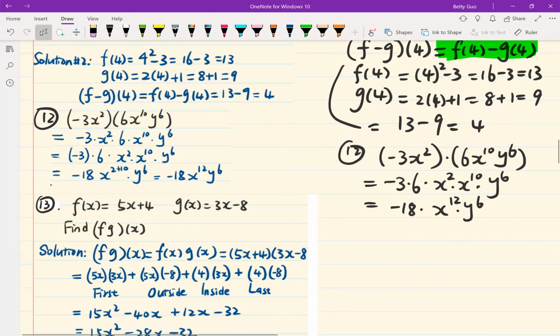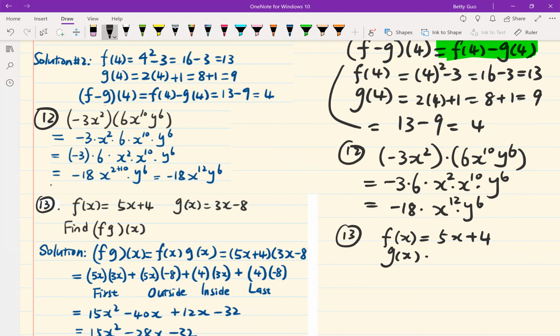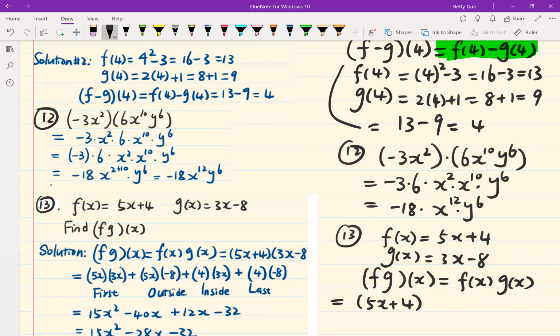Number 13. We have two functions given. Function f, 5x plus 4, linear function. Function g, 3x minus 8, linear function. We need to look for fg of x. What does the notation mean? Fg of x means f of x times g of x. So this problem actually is to multiply two binomials, 5x plus 4 times 3x minus 8.